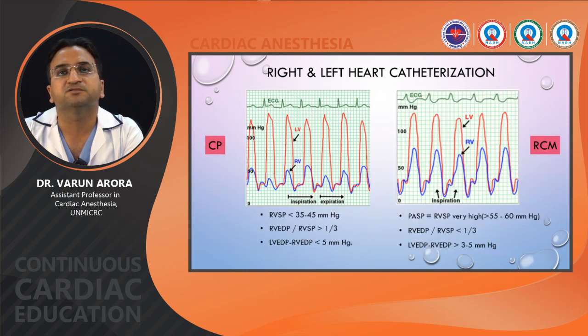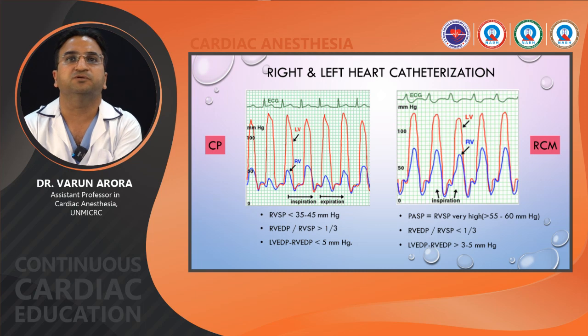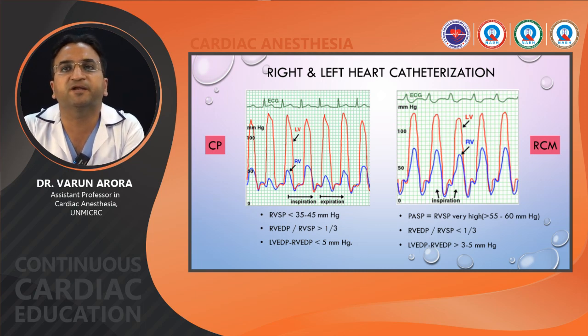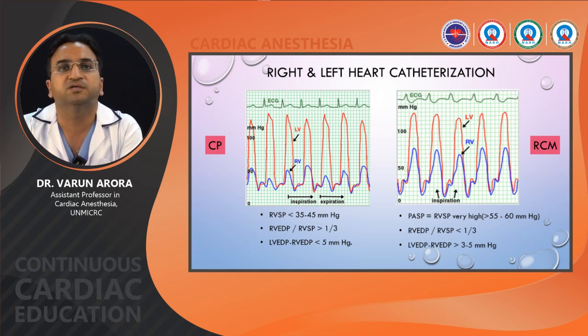So to differentiate the two at catheterization, constrictive pericarditis and restrictive cardiomyopathy: in constriction, right ventricular systolic pressure is less than 35 to 40 mmHg, the ratio of right ventricular end-diastolic pressure to right ventricular systolic pressure is more than 1/3, and the difference between left ventricular end-diastolic pressure and right ventricular end-diastolic pressure is less than 5 mmHg. This is in case of constriction.